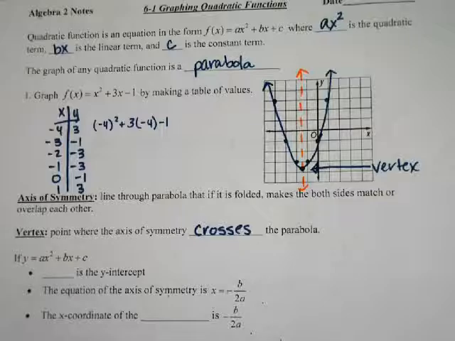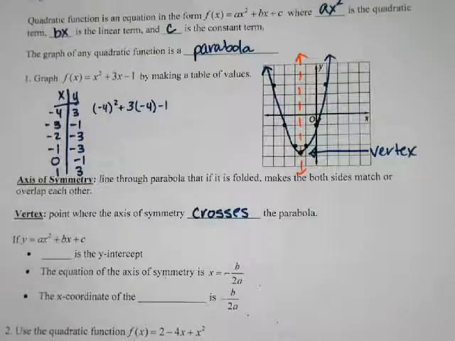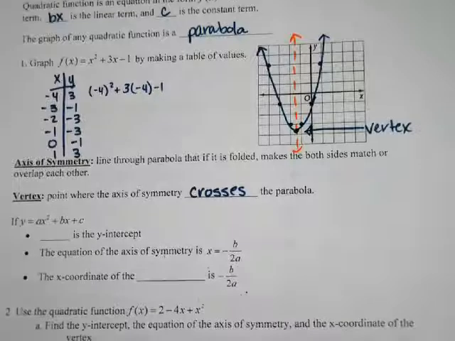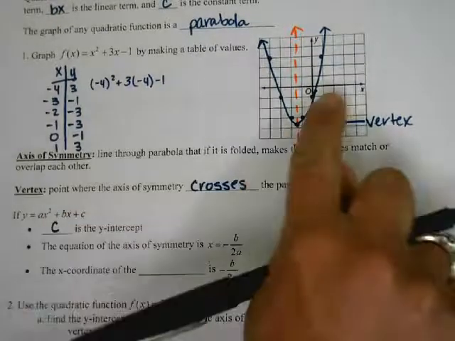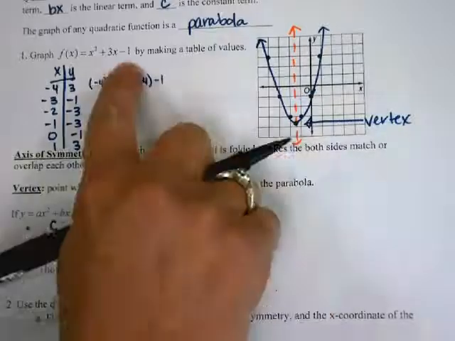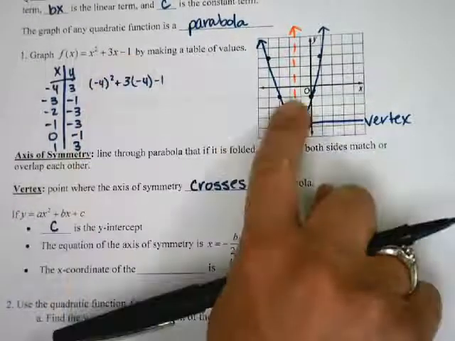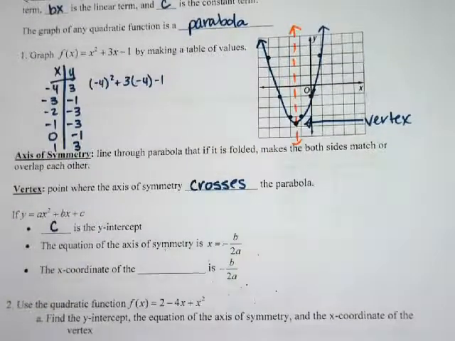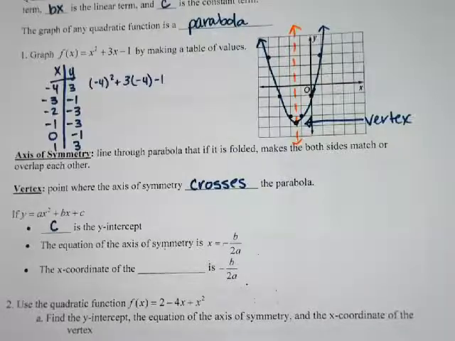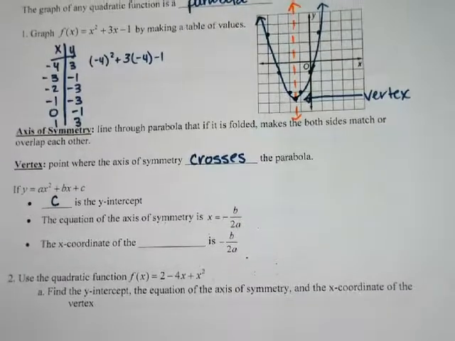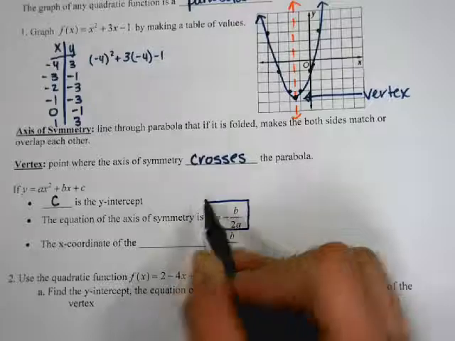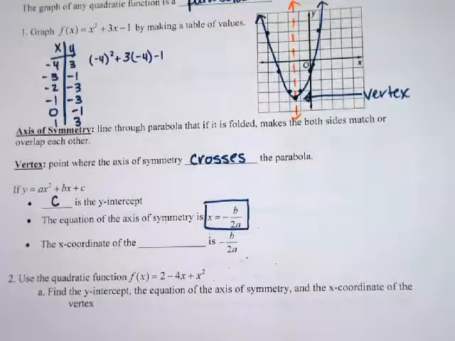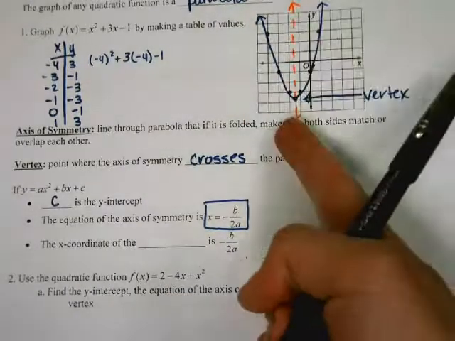So there's some special things if we look at just the equation. If y = ax² + bx + c, then c is the y-intercept, which we can see right here. My c was −1. It crossed my y-axis at −1. The equation of the axis of symmetry is x = −b/2a. That's the equation of that orange dotted line right there.